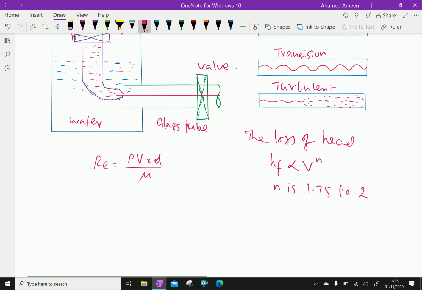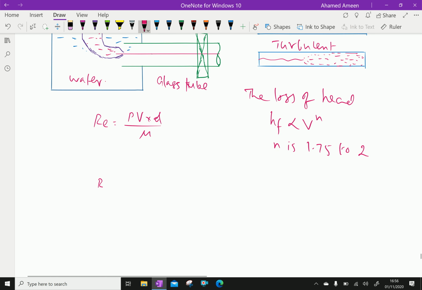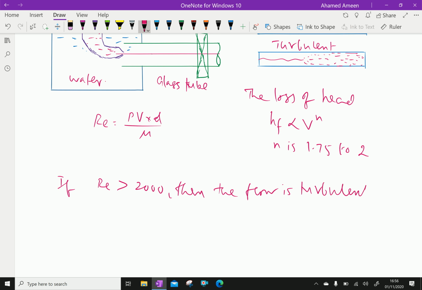Now, if the Reynolds number is more than 2000, then the flow is turbulent.